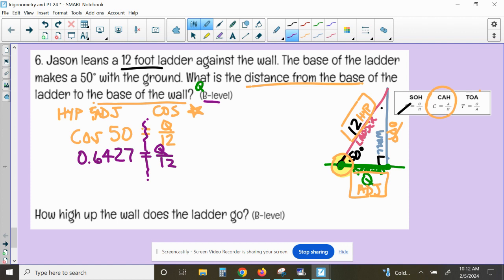Now what? Do your algebra. Over 1, crisscross, solve.